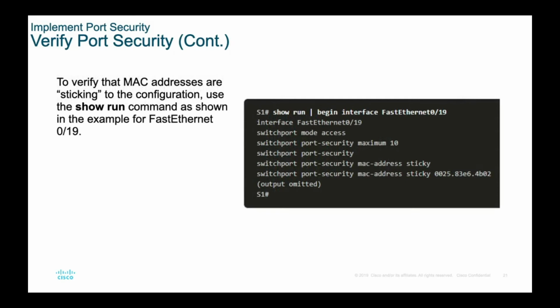You can also verify with show run, and you can filter with the command begin, whatever interface that you would like to verify. So let's see this interface FA0/19. Switchport mode access, switchport port-security, switchport port-security maximum 10. You can see the lines are not so organized, but that's okay, as long as switchport mode access is on top. Okay, after that, switchport port-security mac-address sticky, and switchport port-security mac-address, the one that you put in manually.